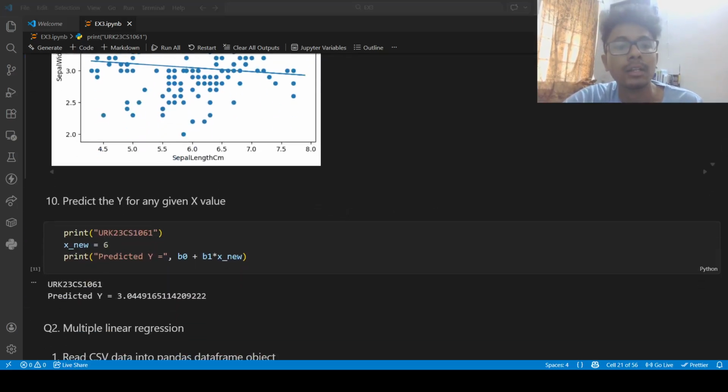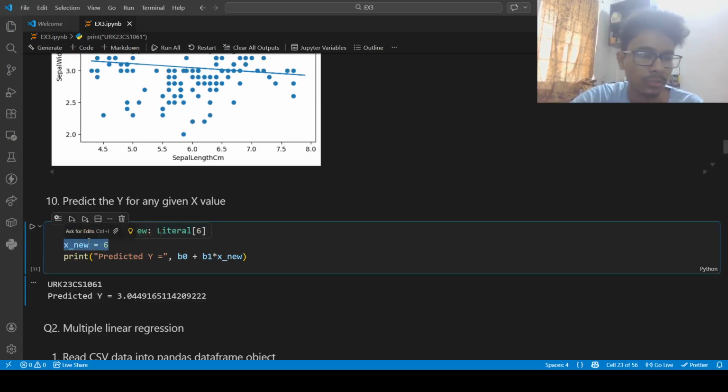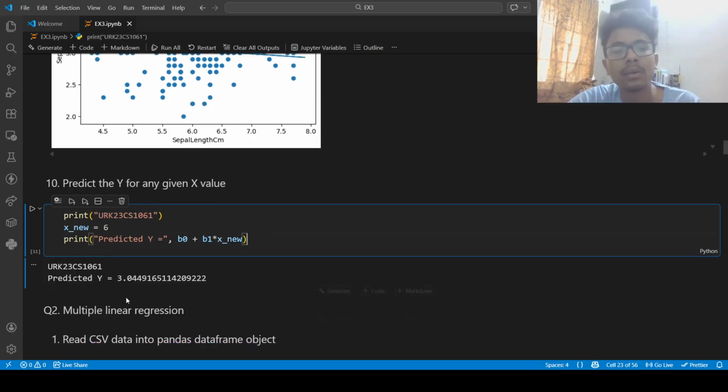So yeah, next, predict the new value for any given value of x. Predict y. So it's very simple. I have taken a random value x equal to 6 and I have substituted in the formula, and I get y is equal to 3.004.